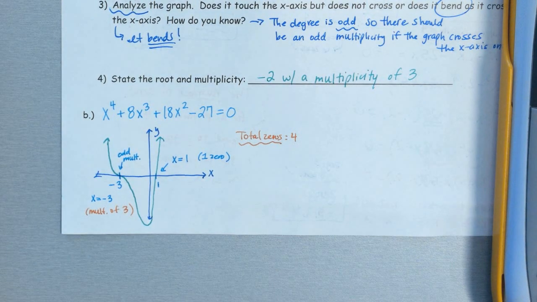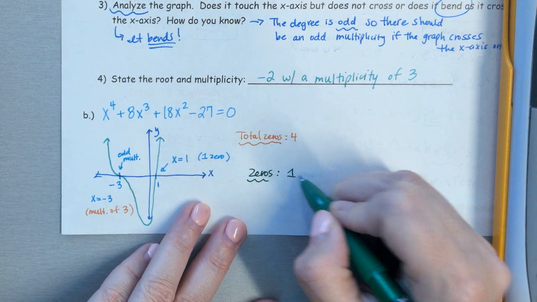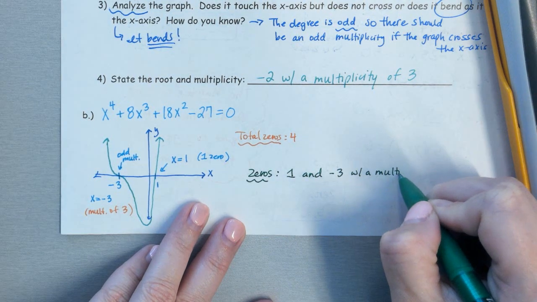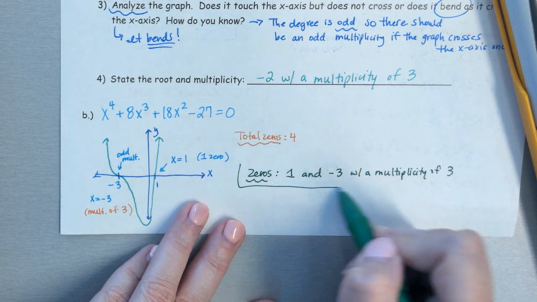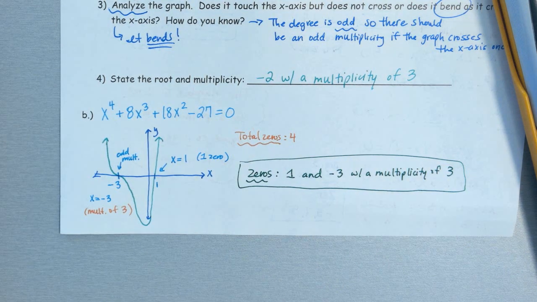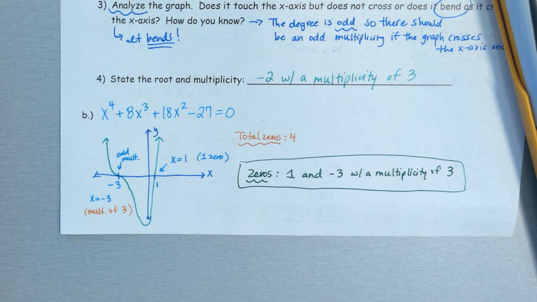Okay, so the way that you would write your answer is that your zeros are 1 and -3 with a multiplicity of 3. Notice that for this one, your multiplicity does not match the degree. And look, the multiplicity is odd, but your degree is even, so don't get those two messed up. All right, we're gonna try this with a couple more pictures, okay? So that you can just see some different examples.